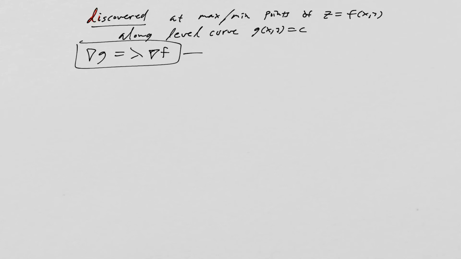So what we discovered is that at max and min points of z equals f of x comma y, along a level curve g of x comma y equals c, grad g must equal lambda grad f. So this is a system of equations.